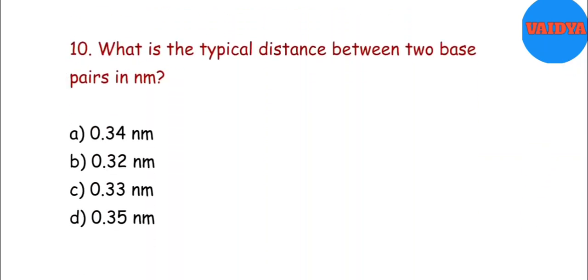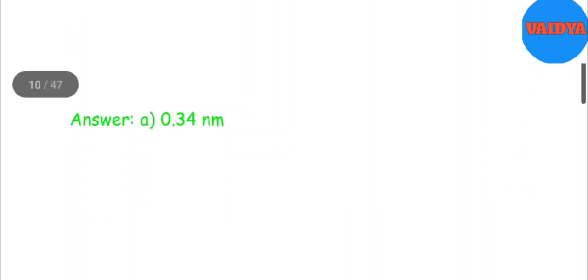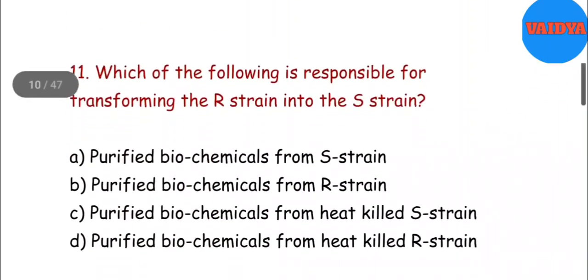10. What is the typical distance between two base pairs in nanometer? A. 0.34 nanometers. B. 0.32 nanometers. C. 0.33 nanometers. D. 0.35 nanometers. Answer. A. 0.34 nanometers.